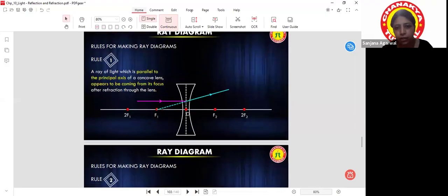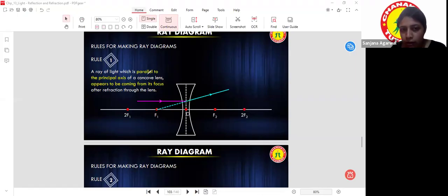Now, the rules for concave lens. If you have already mastered drawing ray diagrams of both mirrors and convex lens, then this is nothing. So the first rule says, again, because this is a diverging lens, the rays of light will be diverged.